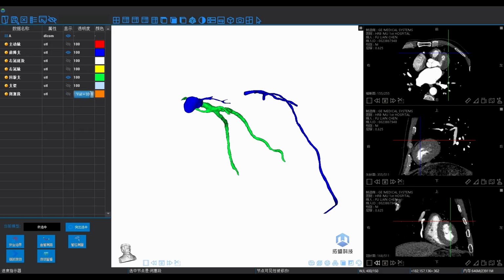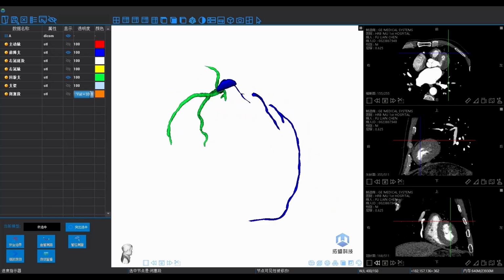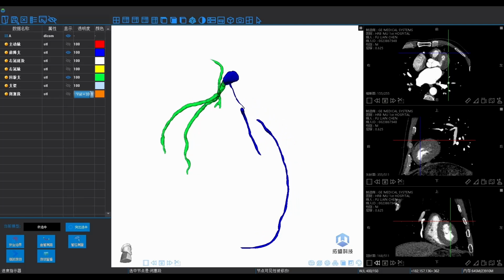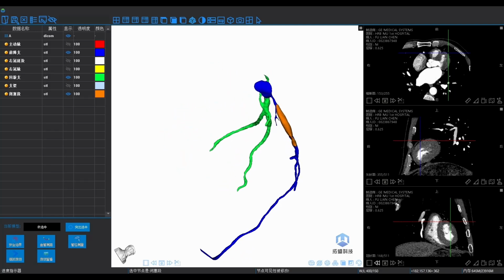Okay, let's see the cranial view. Cranial view to see the distal distribution of the vessel. Okay, we recover the occluded segment, Dr. Wang. So I think we should choose the LAO cranial view. LAO cranial view.